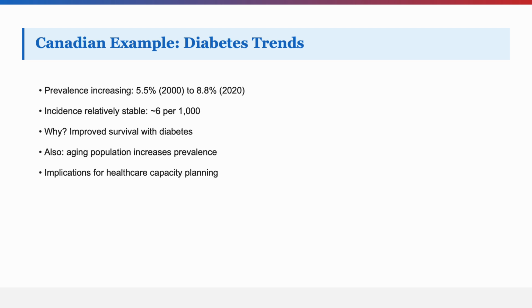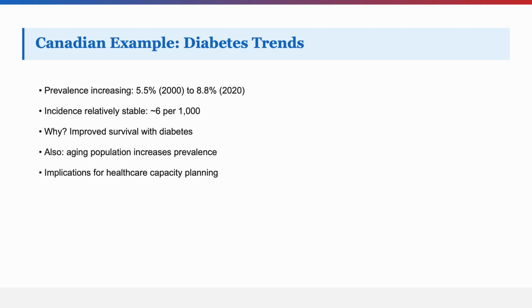Two reasons. First, people with diabetes are living longer thanks to better management. Longer duration increases prevalence even with stable incidence. Second, the population is aging, and diabetes prevalence increases with age. The denominator is shifting toward higher-risk age groups. For healthcare managers, this has major implications. You need more endocrinologists, more diabetes educators, more dialysis capacity, not because more people are getting diabetes, but because more people are living with it.